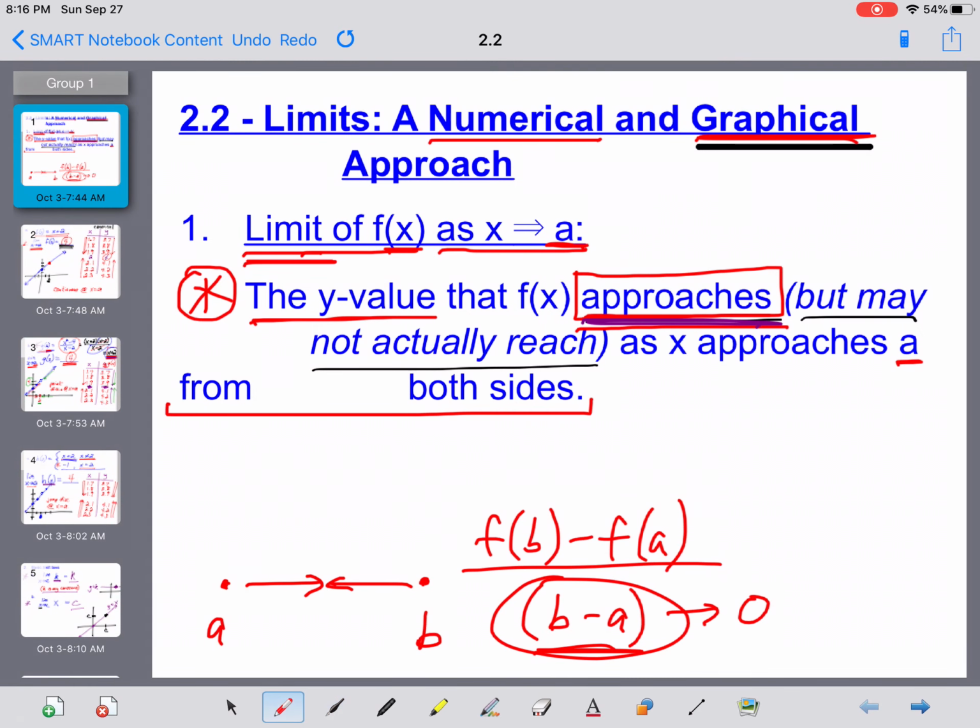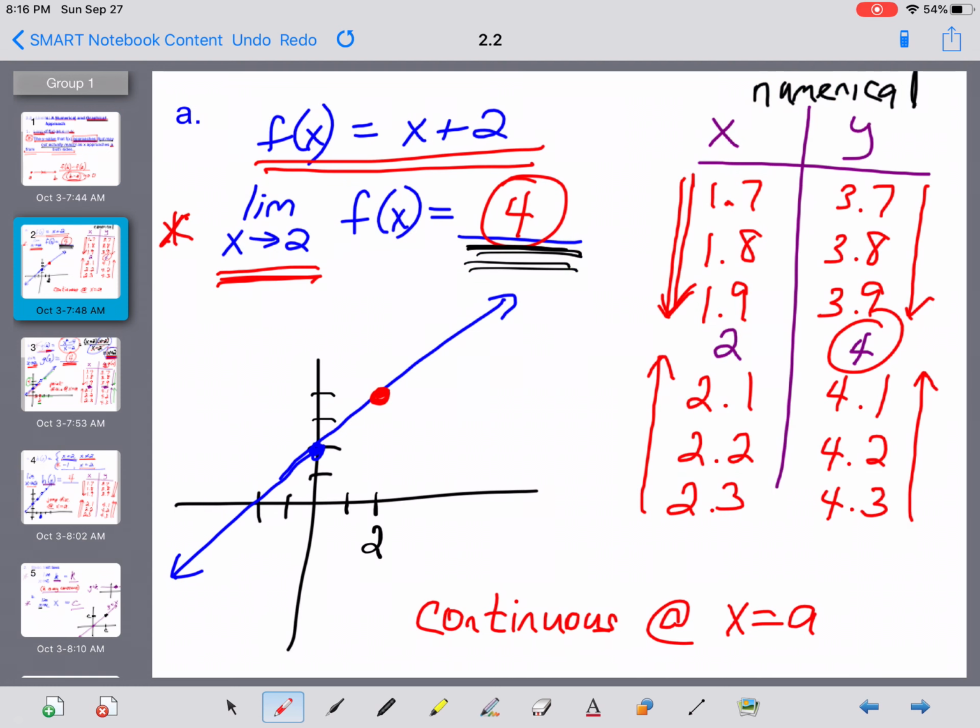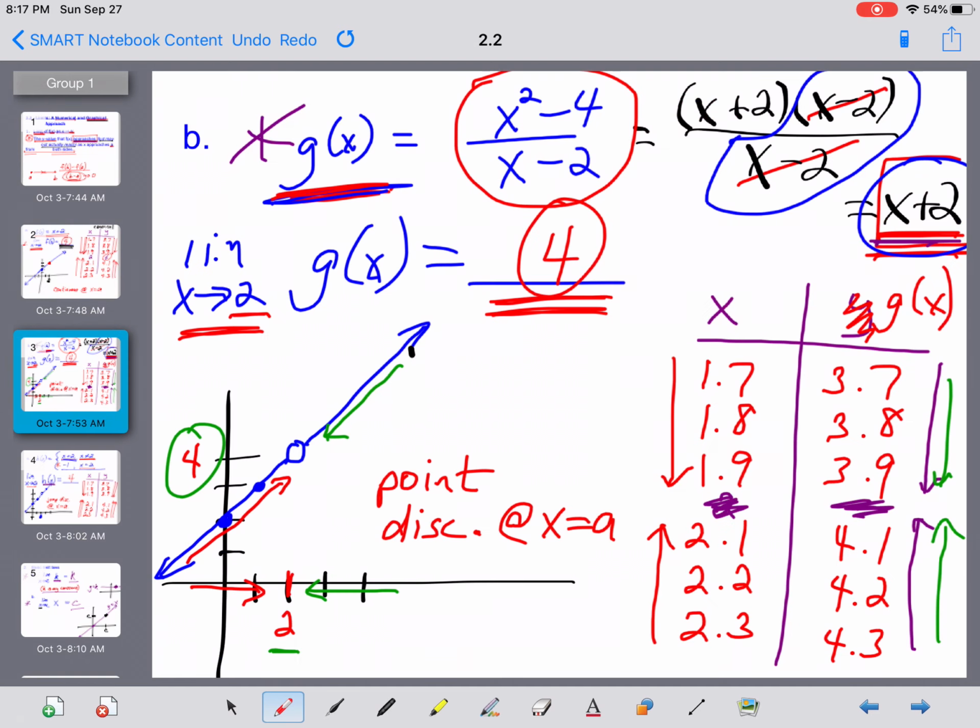phrase, and we said that a limit of f of x as x approaches a is a y value that your function approaches but may not actually reach as x approaches a from both sides. And in every example that we've done before, all five or six of them, in every case, as x was converging towards this a value of 2, our y values were all converging towards the same number. In these three cases, it was 4 in A and B and in C.